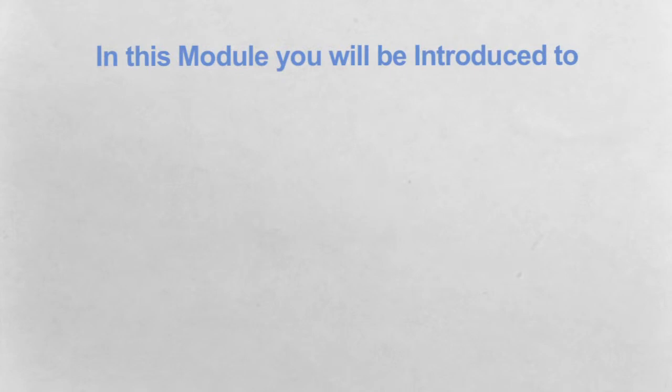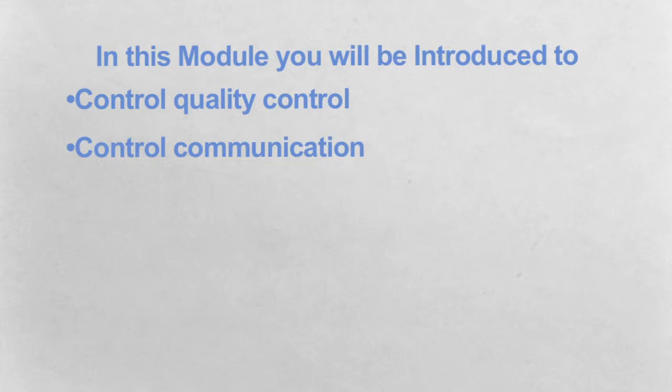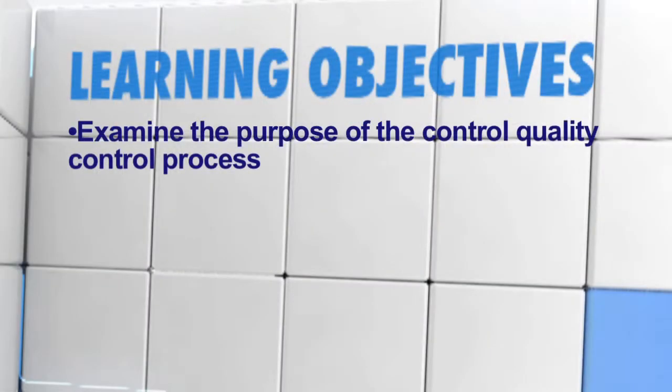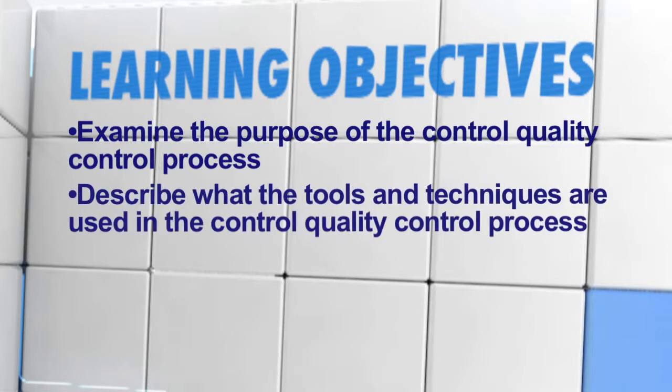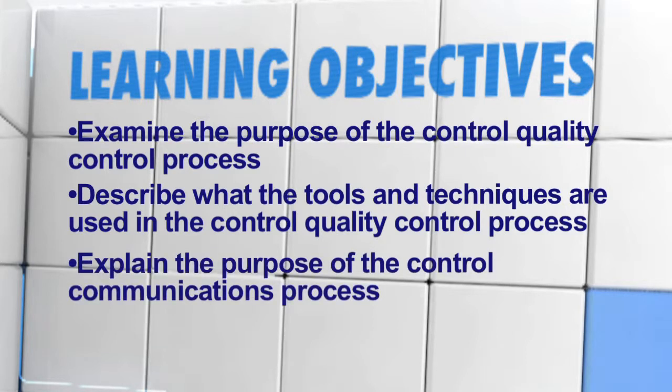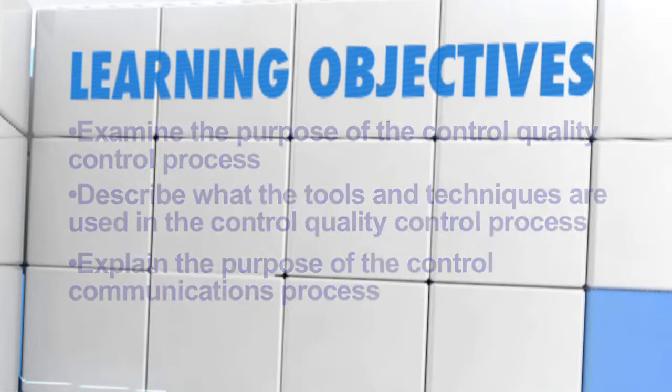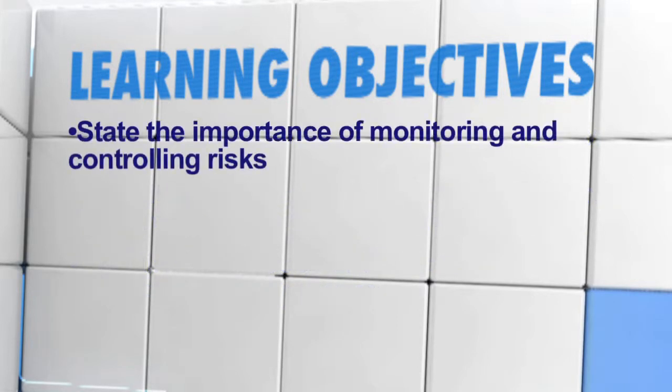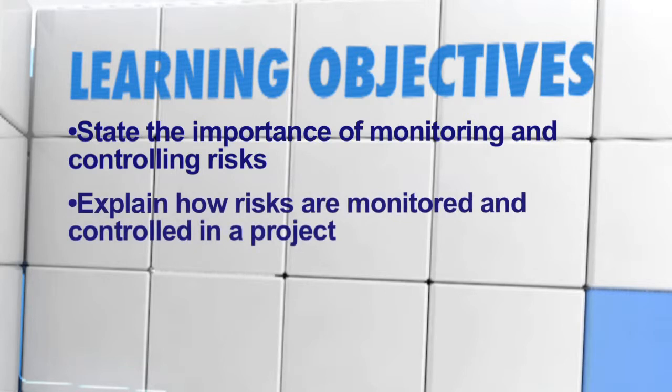In this module, you will be introduced to the control quality control, control communication, and control risk processes. At the end of this module, you should be able to examine the purpose of the control quality control process, describe what the tools and techniques are used in the control quality control process, explain the purpose of the control communications process, state the importance of monitoring and controlling risks, and explain how risks are monitored and controlled in a project.